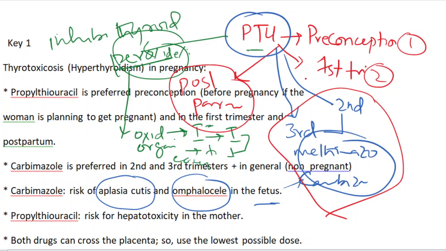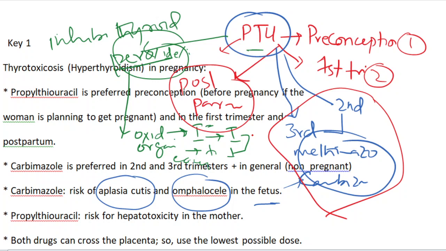And PTU also inhibits one other enzyme which is called 5-deiodinase. What that enzyme does is it converts the T4 into active T3. Okay, now let's read. Propylthiouracil is preferred preconception, before pregnancy if the woman is planning to get pregnant, and in the first trimester and postpartum.